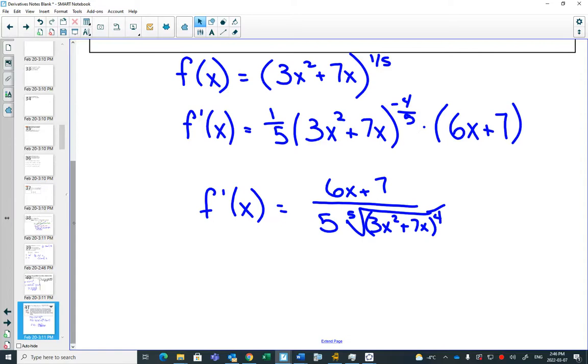The negative 4/5, well, that would move that to 4/5 on the bottom. The fifths can be changed back into your fifth root, and then the 4 would stay as an exponent on the inside.